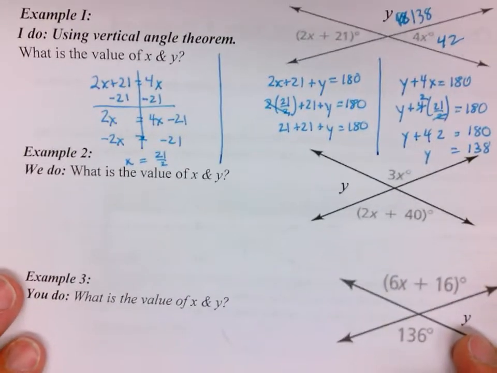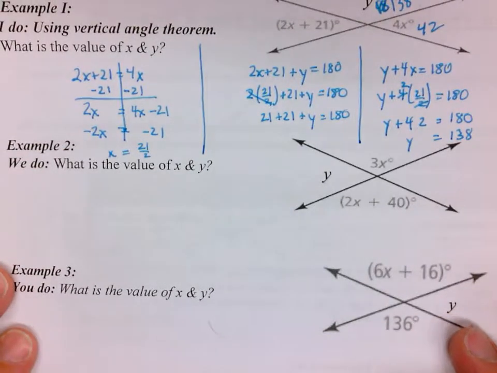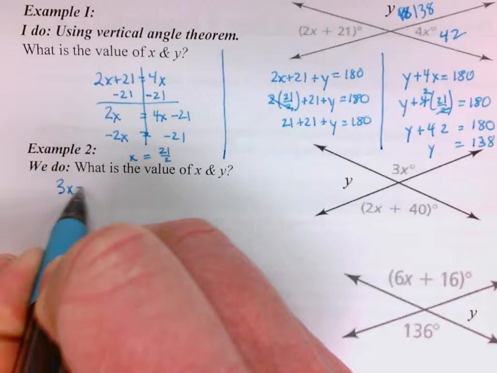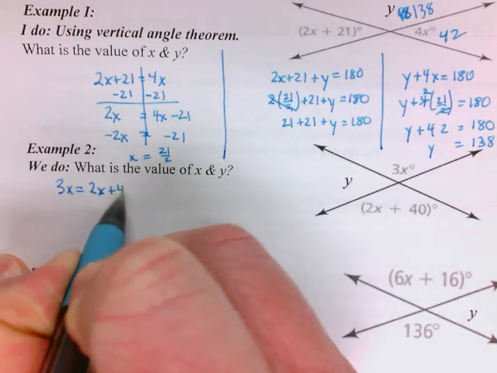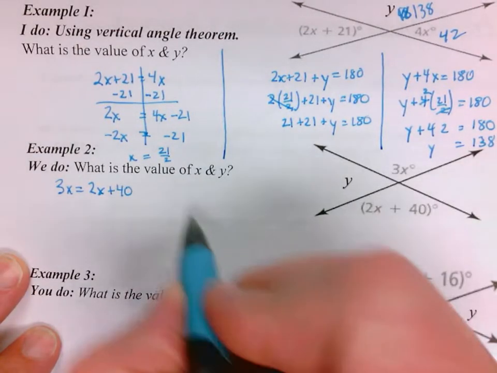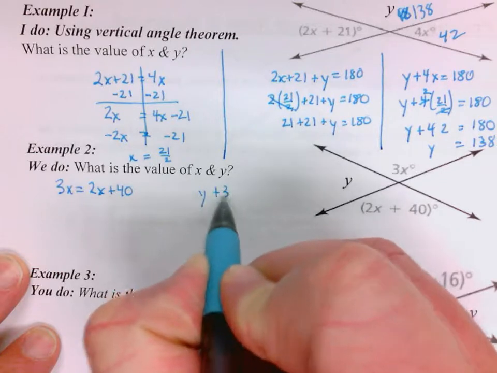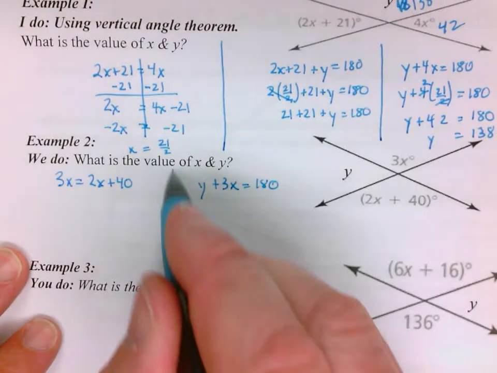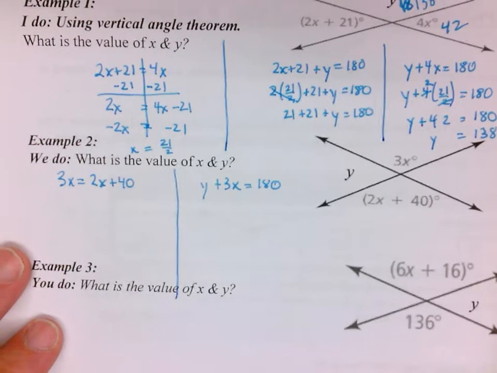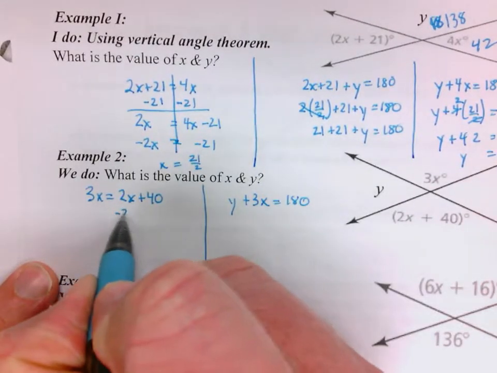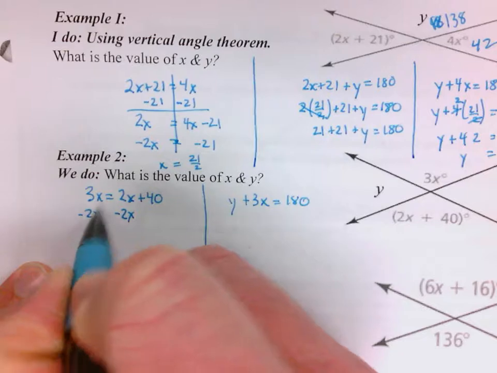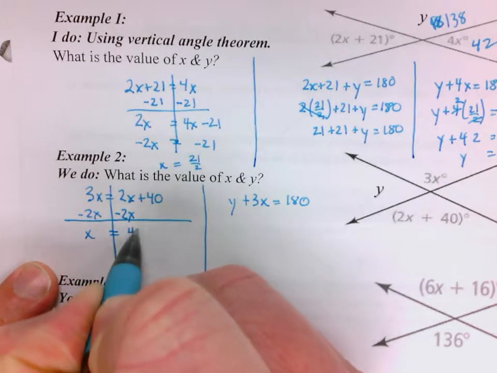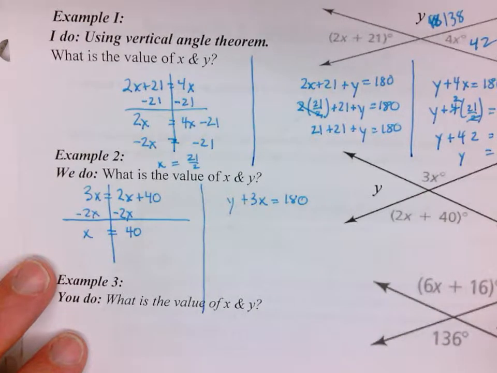Second problem, before I try to solve anything, I'm going to set everything up I know. The vertical angles are congruent, and the adjacent angles are supplementary. Now I have equations I can solve. So I'm going to subtract 2x. Again, don't lose your equal sign in this. x equals 40.